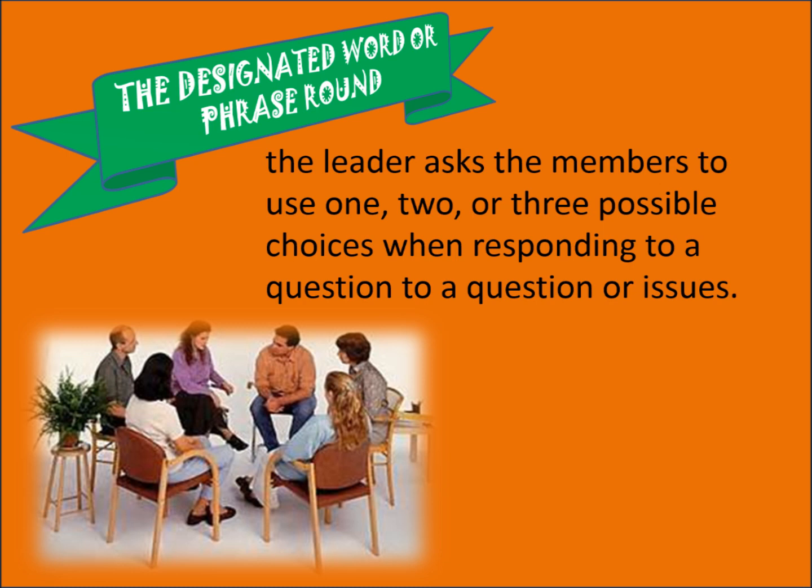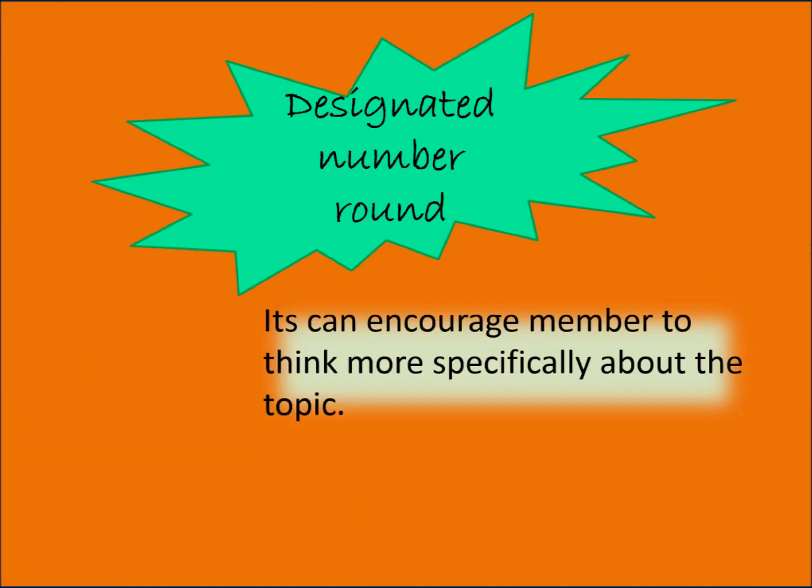Okay, for example, a leader said, I want you to think about the film you just saw and give your reaction using one of three descriptions. Very valuable, valuable, or not valuable. So, in this kind of round, the leader gives members a moment to decide and then goes around the group, hearing from everyone. The second round is the designated number round.